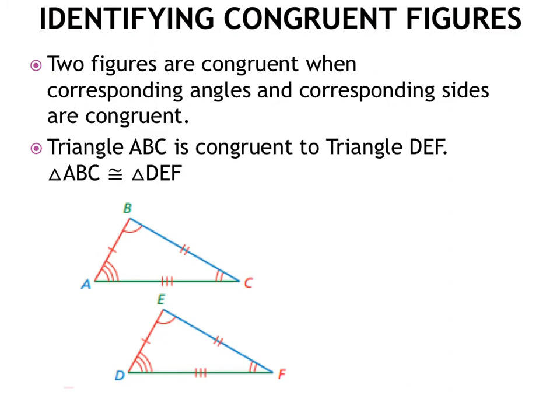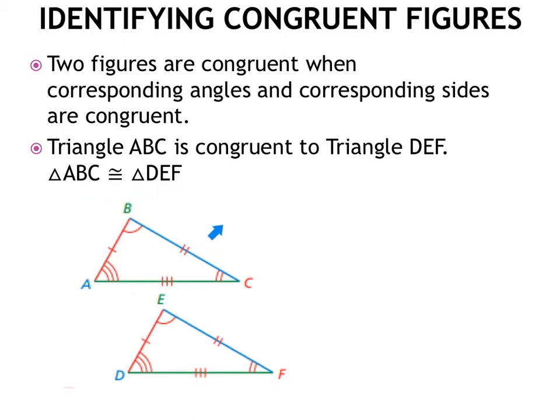The next thing that we're going to do is identify congruent figures. So two figures are congruent when corresponding angles and corresponding sides are congruent. So we have this example down at the bottom where triangle ABC is congruent to triangle DEF. Now in this example, the way that we shorthand write that is with a little triangle and then ABC. We use our congruent symbol and then triangle DEF.